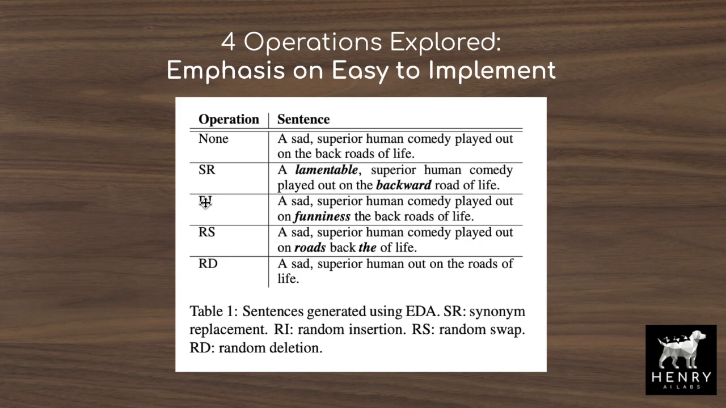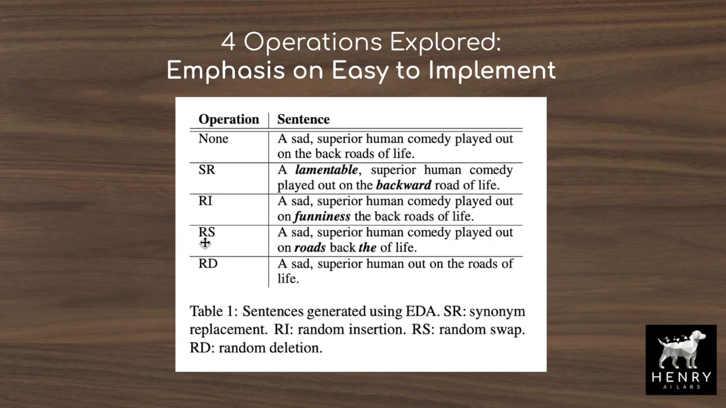In random insertion, we randomly select an index in the sentence and we inject a word like funniness. In this case, we're already seeing how this kind of data augmentation doesn't really make much sense. I mean, already replacing back roads of life with backward roads of life doesn't make any sense, but here we have just injecting funniness the back roads of life. So already we're starting to get a sense of why data augmentation in natural language processing is less popular than computer vision. It's really hard to define these transformations that preserve the labels and make sense for the task.